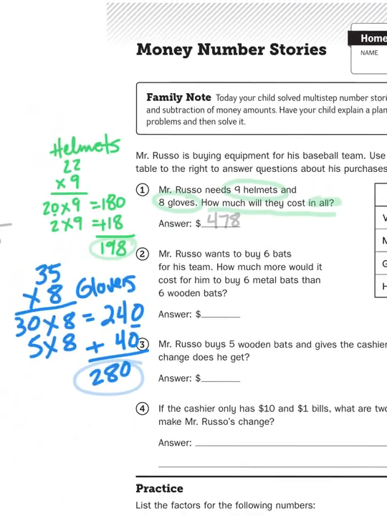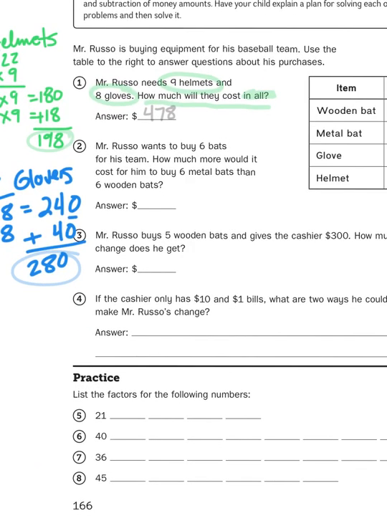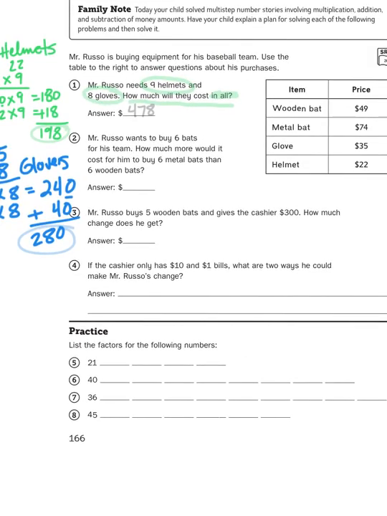Okay, let's try another problem. Actually, I'm going to skip over to problem number 3. Mr. Russo buys 5 wooden bats and gives the cashier $300. How much change does he get? Well, again, this is a 2-step problem. First, we have to figure out how much 5 wooden bats would cost, and then we have to subtract the difference between that price and the $300 cash that Mr. Russo gives the cashier.